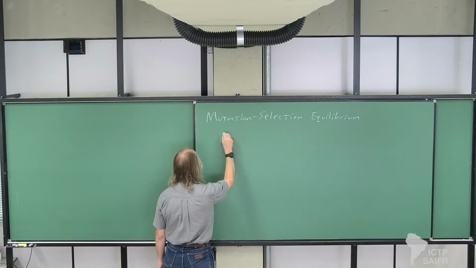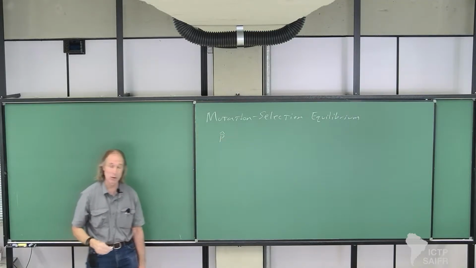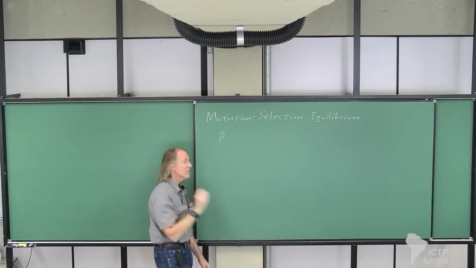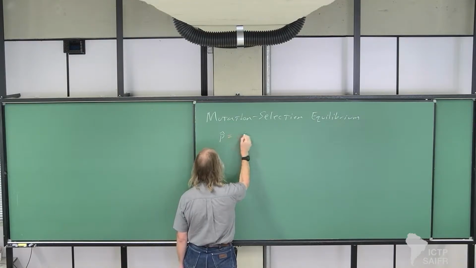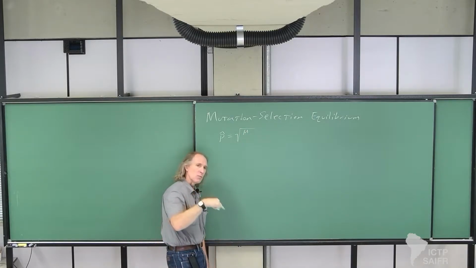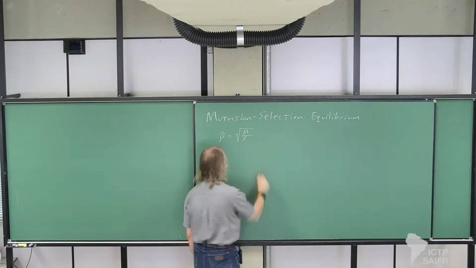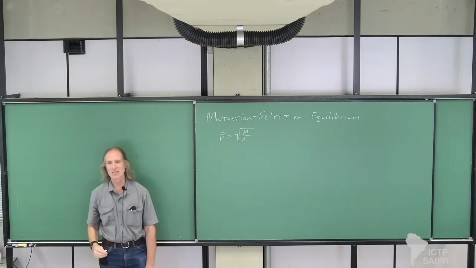I use lowercase p hat for the frequency of the allele at mutation selection equilibrium. And for a recessive allele, that came out to look like the square root of the rate at which there's mutation to that allele divided by the strength of selection against that allele.